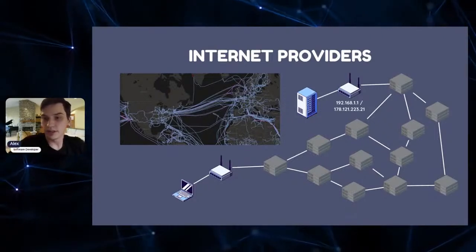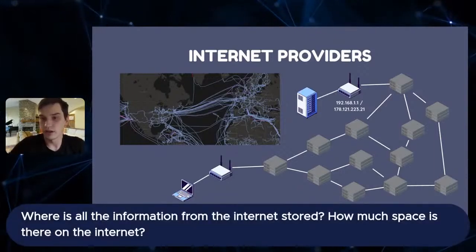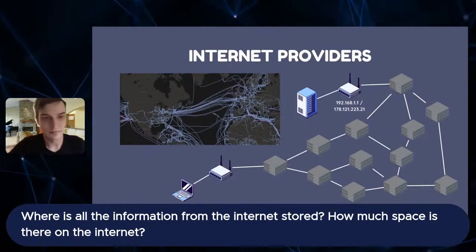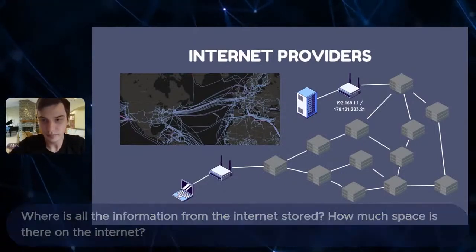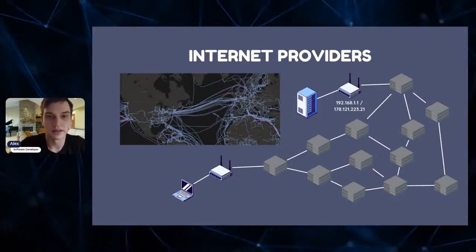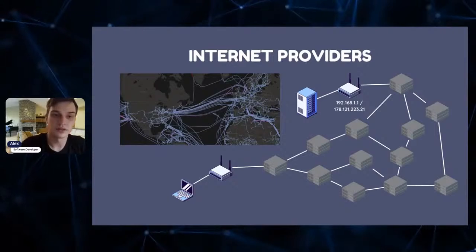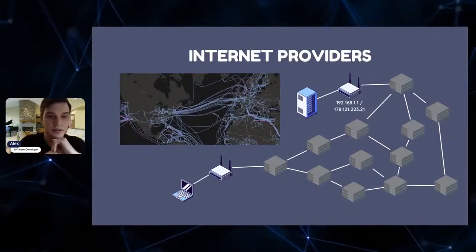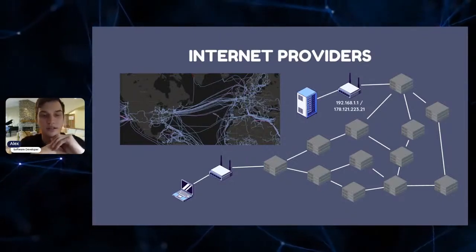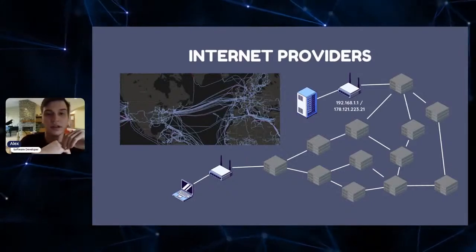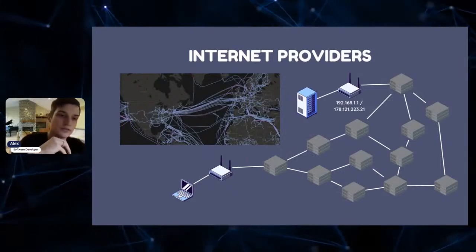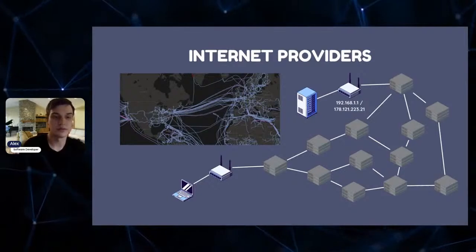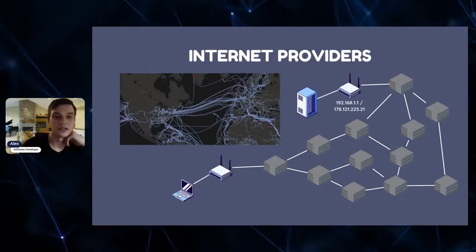So where is all the information from the internet stored? How much space is there on the internet? The internet itself is not storing information. The information is stored on servers, as mentioned on this slide. They are everywhere in the world, and a lot of servers are connected to providers. So when you access a website with some information, you access a server where this information is stored. For example, youtube.com information is stored on the server with the IP address I mentioned on the slide about DNS.